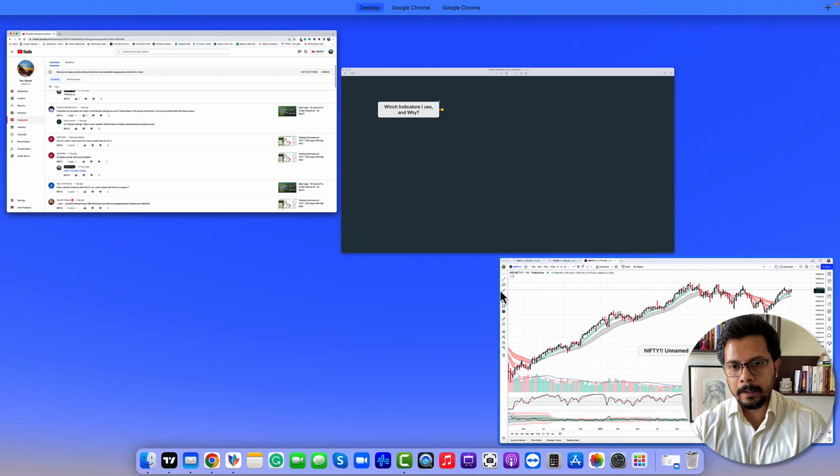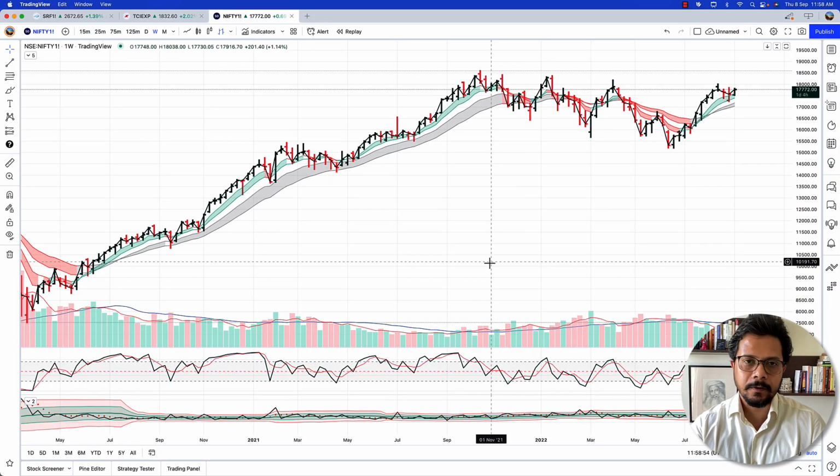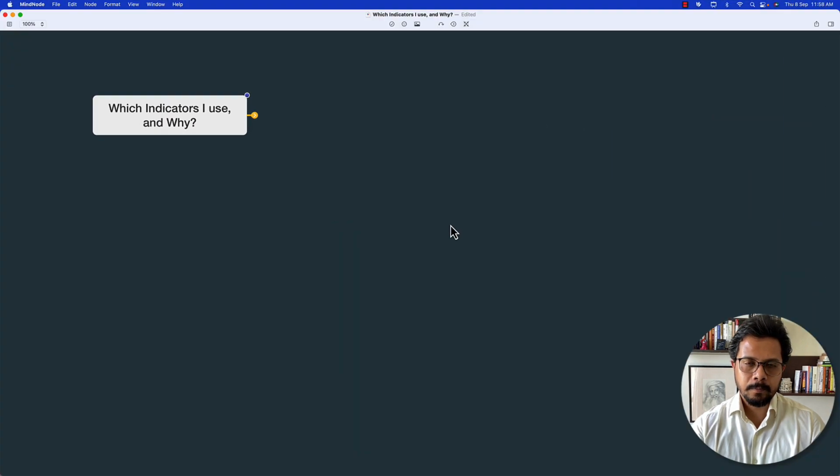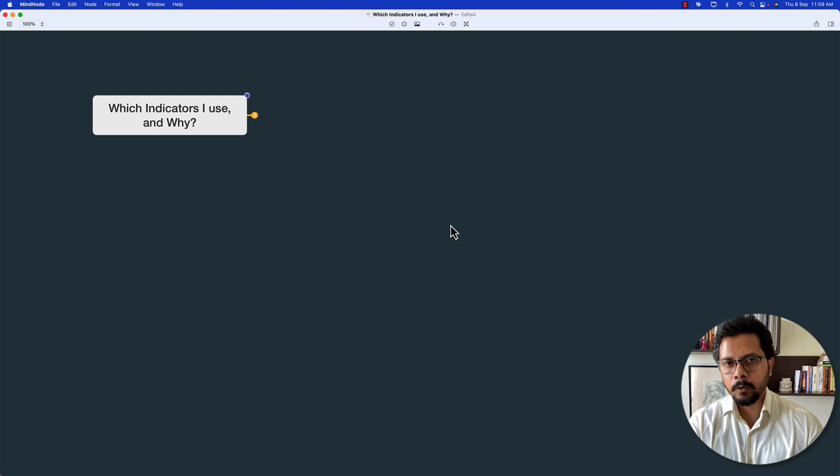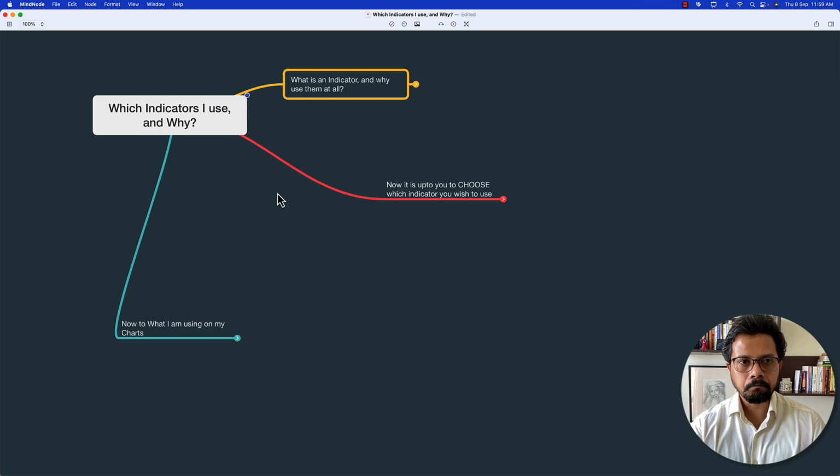Before we go directly to my charts and what these indicators are, I would like to explain the concept of indicators a little bit in detail, because indicators are that section of technical analysis which is, I believe, misunderstood the most. So I have created a mind note, and hopefully this will help both of us to understand the concept of indicators and how to implement them. So which indicators do I use and why? There'll be three sections to this which we will discuss step by step.